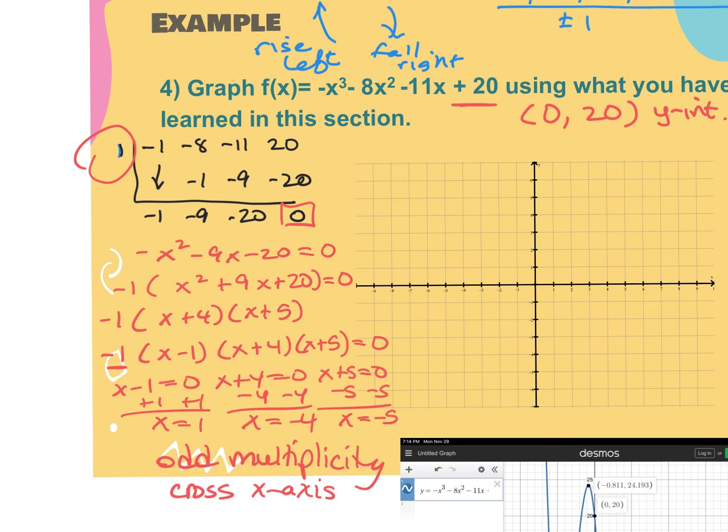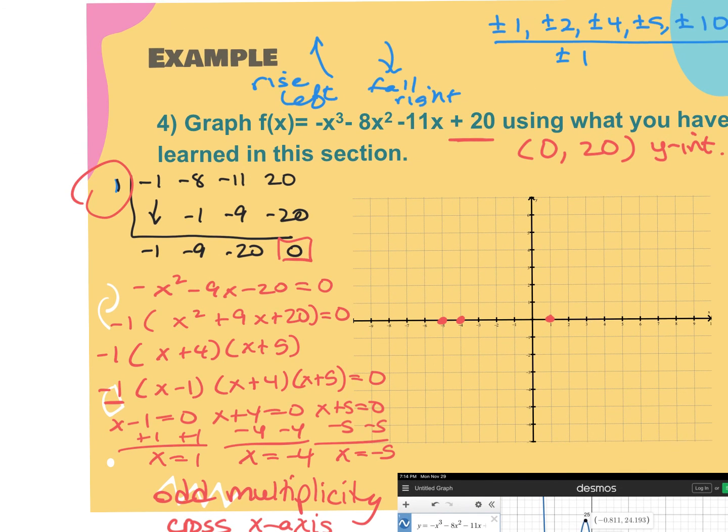So let me add in (-5, 0), (-4, 0), and (1, 0). Now my graph, I'm going to make it go by 2s just so it's not super high up into the words there. So 2, 4, 6, 8, 10, 12, 14, 16, 18, 20. I'll say it's right about there.